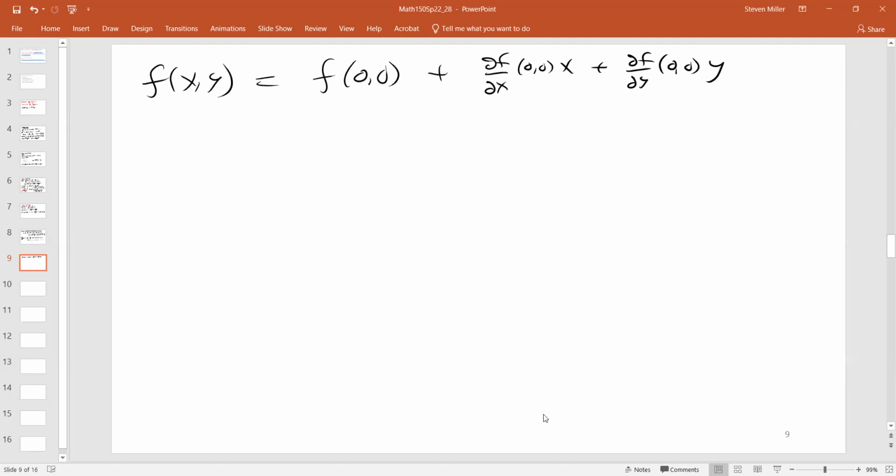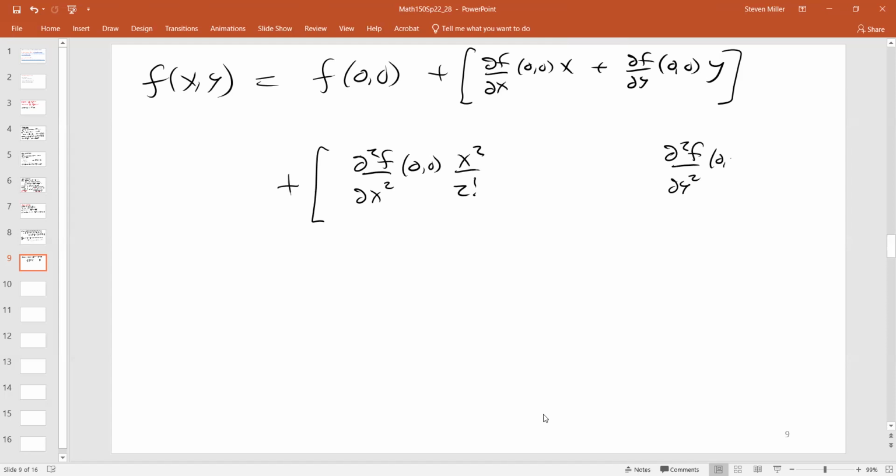Now I have to start looking at terms of degree 2. So how can I get an x squared? I would have to have 2 derivatives with respect to x. So I could have a d squared f dx squared at 0, 0, and an x squared over 2 factorial. I could have a d squared f dy squared at 0, 0 times y squared over 2 factorial.